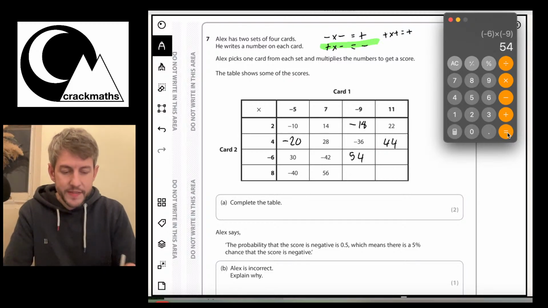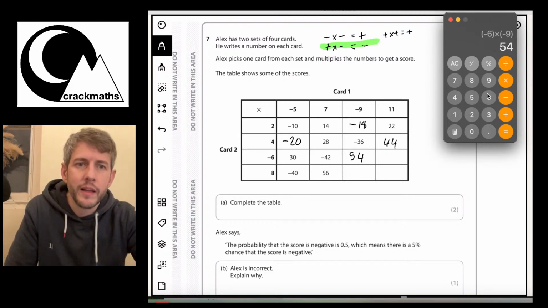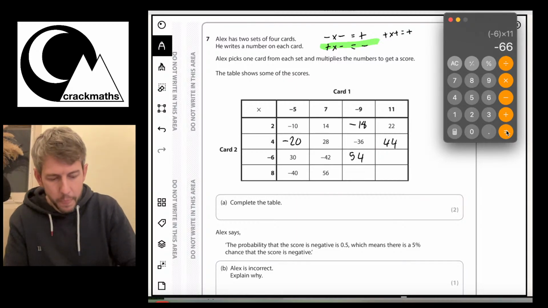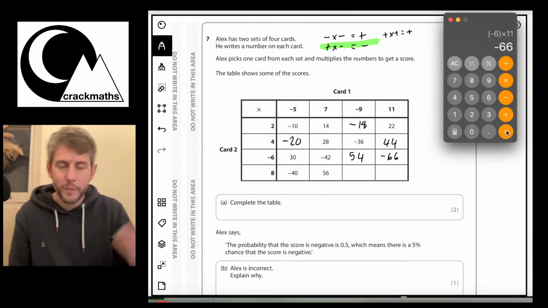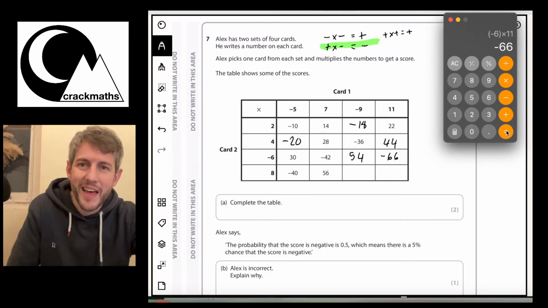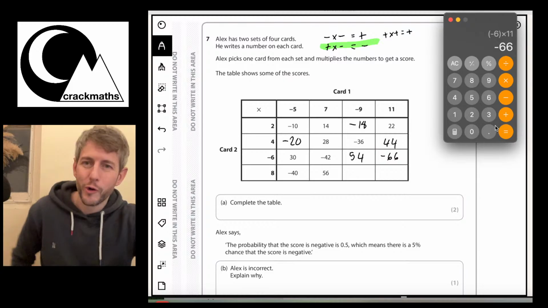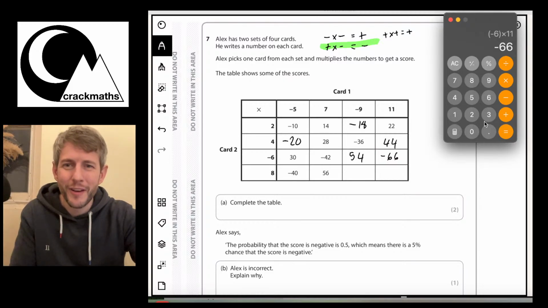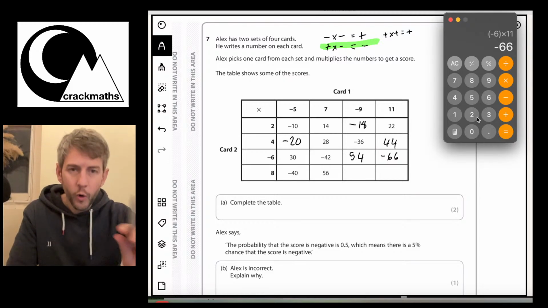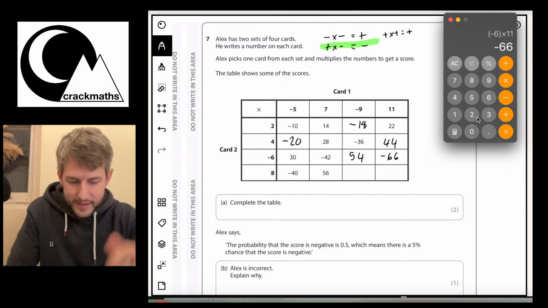And then we've got negative 6 times 11. So let's just do that up here. Negative 6 times 11. You should never be afraid to use your calculator in your calculator exam because it's there, and we always have calculators really. So when we have the non-calculator exam, it's really a bit of a funny situation. So always feel comfortable using your calculator.